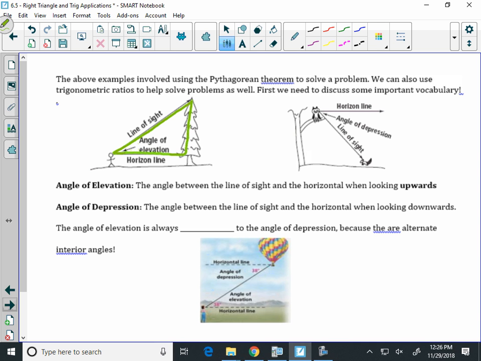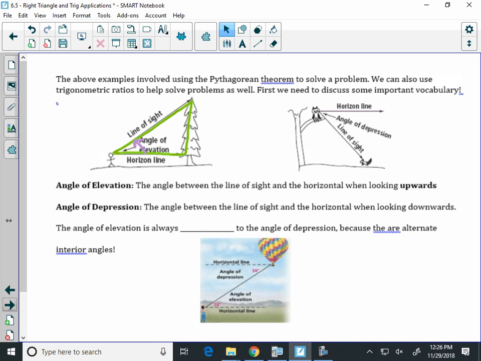The angle of elevation inside a right triangle, okay, is at the bottom of that triangle up to the hypotenuse, up to the diagonal. And you notice how the arrow is going upward? Okay, so it's an angle of elevation. It's kind of like this bottom piece of a right triangle. And that's the angle of elevation.